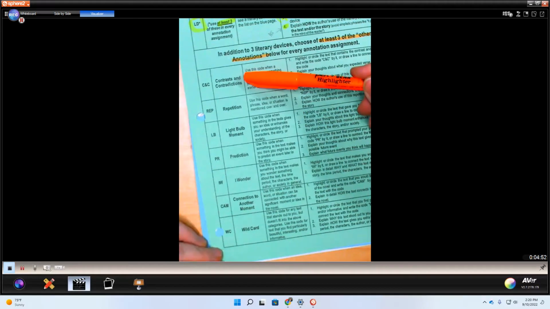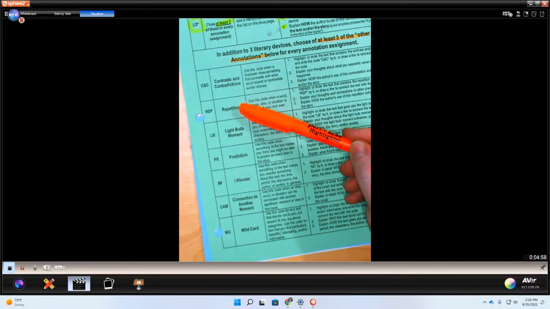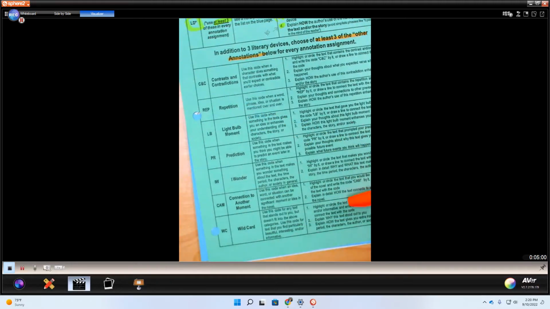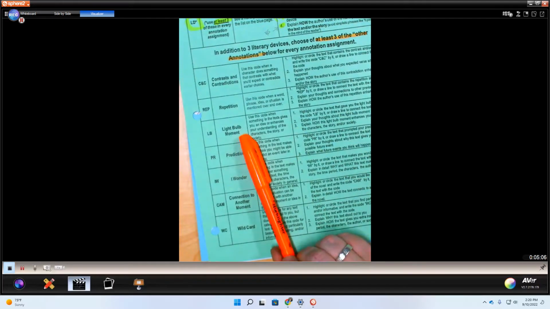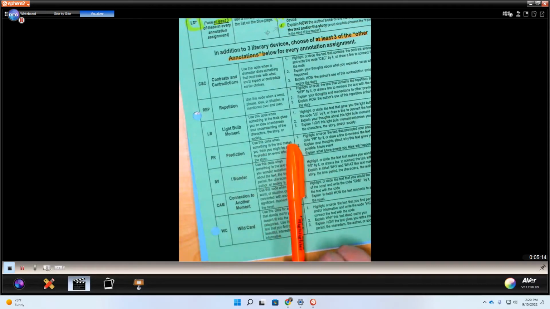So you can find contrasts and contradictions within the text and then explain how those affect the text. You can find times when the author is repeating ideas or situations or words or even images. You can find a light bulb moment, anything in the text that made you realize something big. A prediction: you can say that a certain part of the text made you feel like you can predict what's going to happen next.